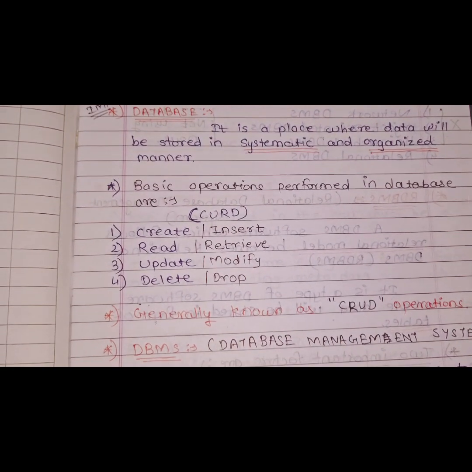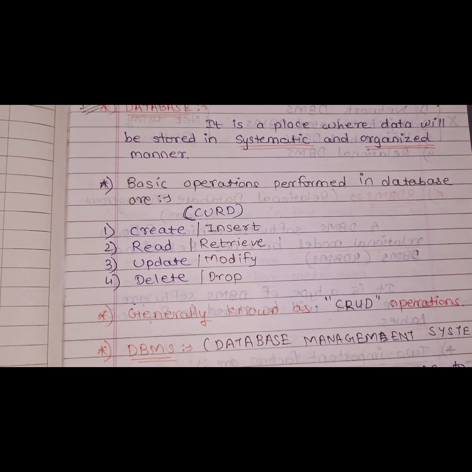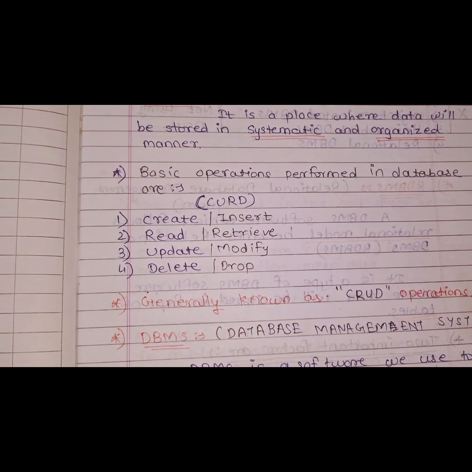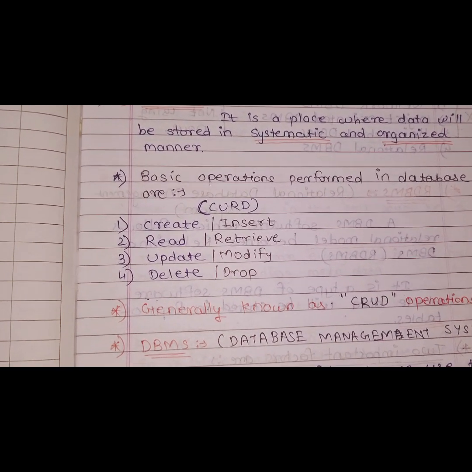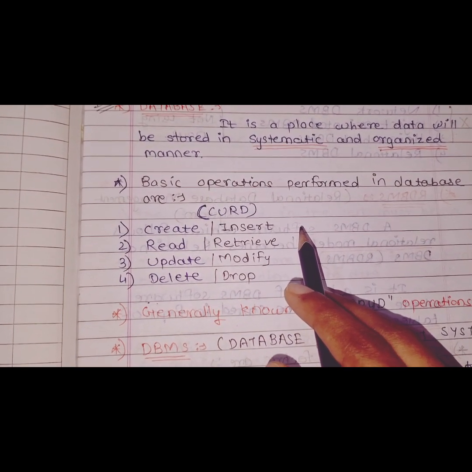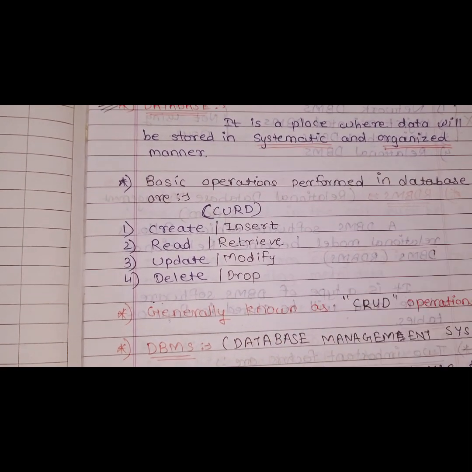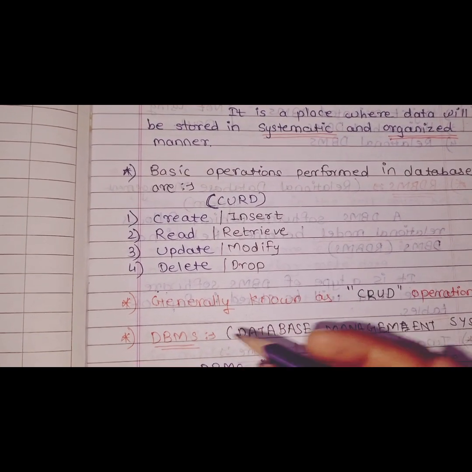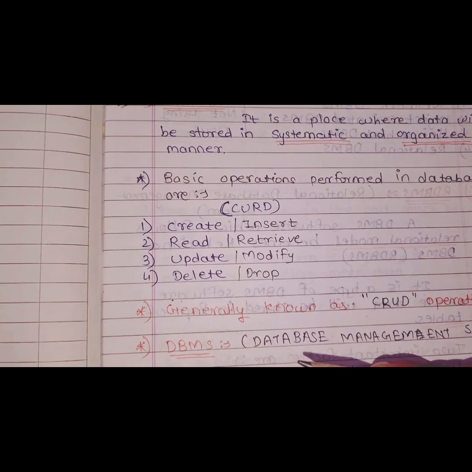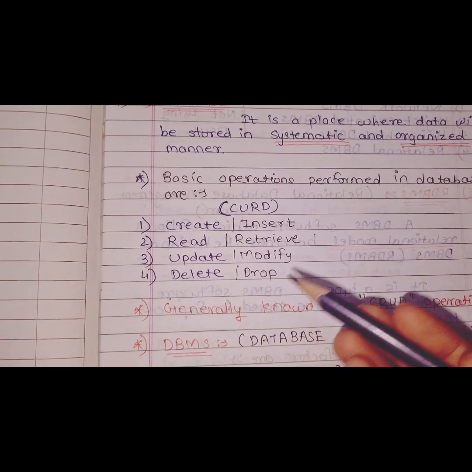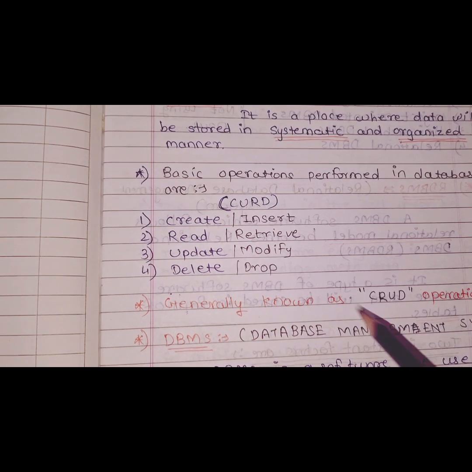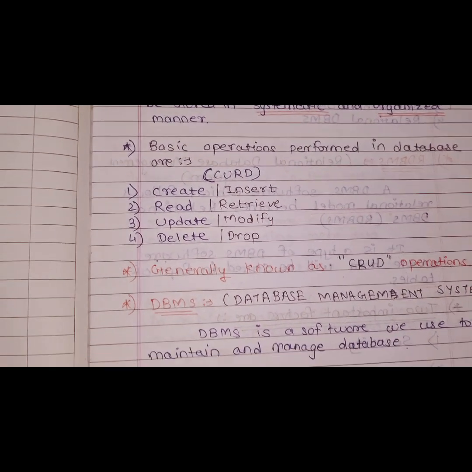How to handle this database? So the basic operations performed in a database are create, read, update, delete. That is the CRUD operations. Create means inserting data in the database. Read means retrieving the data from the database. Update means modifying data in the database. Delete means dropping data from the database. Generally, all these operations are known as the CRUD operations.